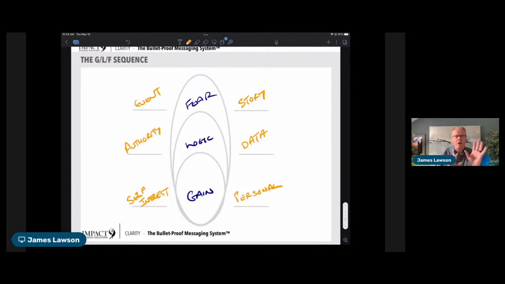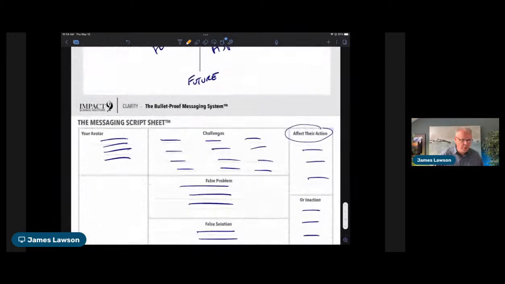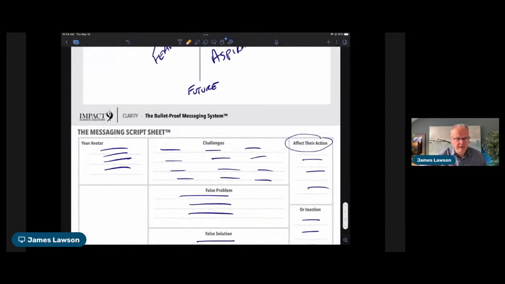But you want to be looking at all of this as you write your messaging and figuring out: how can I incorporate some self-interest or something personal to talk to the gain? How do I invoke authority or data points to appeal to the logic? And then how do I install an event, a bad thing that could happen, or a story that walks them through something they can relate to? Now, as I said, we go through this in a lot more detail in the Accelerate program.